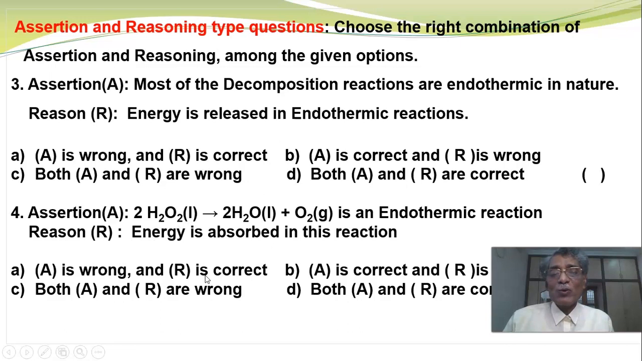Now there are four options. Option A, assertion is wrong, and R is correct, that means reason is correct. Option B, A is correct and R is wrong. Option C, both A and R are wrong. Option D, both A and R are correct.